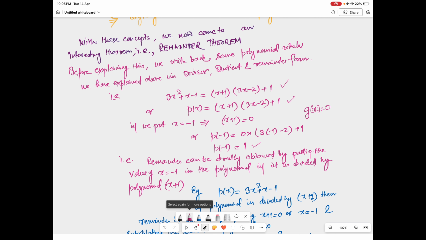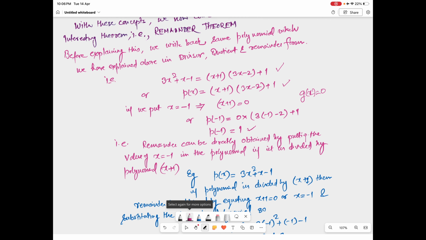I have substituted the value of x as minus 1 in the polynomial, so I have got 1. So you can see that P(-1) is 1. So remainders can be directly obtained by putting the value of x is equal to minus 1. Here I can directly get the remainder, because I am directly getting the remainder by putting the value of x as minus 1, because my quotient is becoming 0. So the remainder value will be P(-1) is 1.